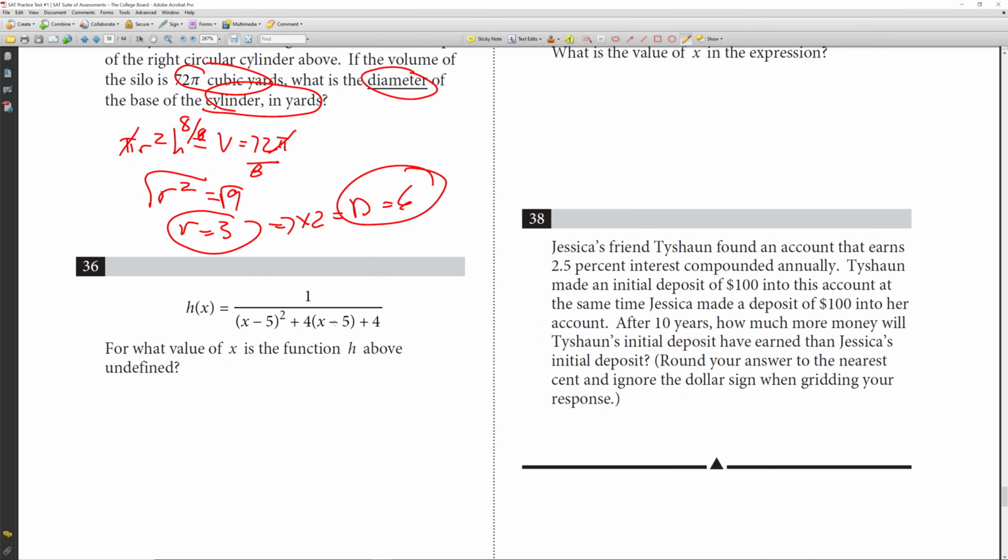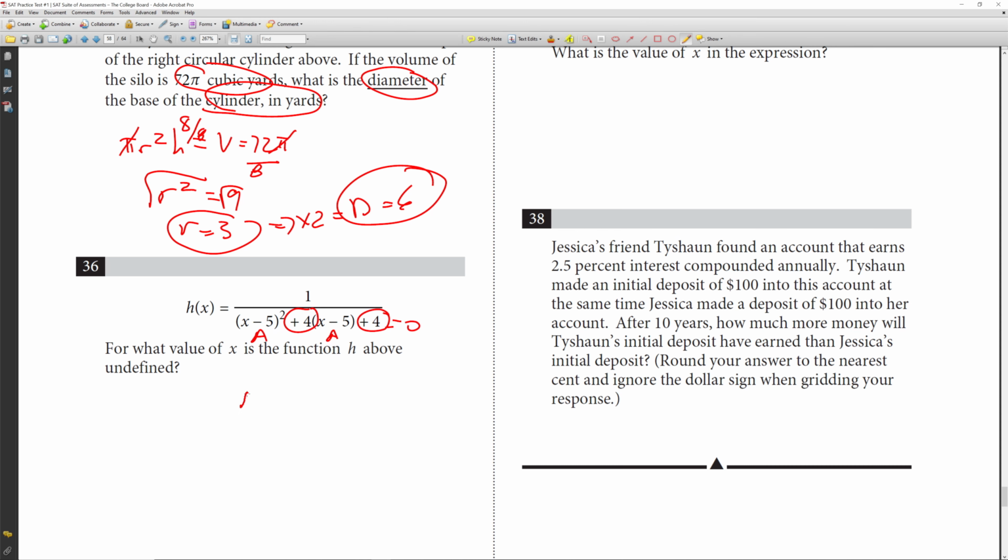Number 36. This is a polynomial with 1 over that polynomial. For what value of x is the function h above undefined? So that means the denominator has to be equal to 0. So the trick here is to set this equal to 0, and then you factor: what adds up to 4, multiplies to give me 4, so that means 2.